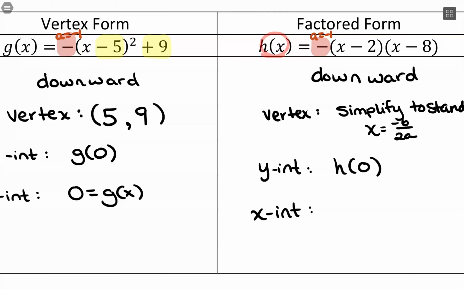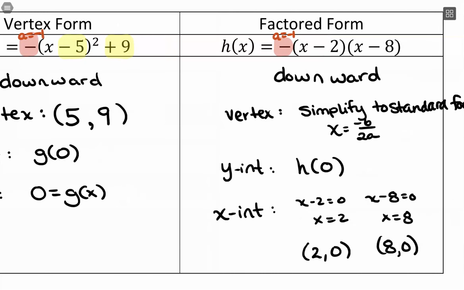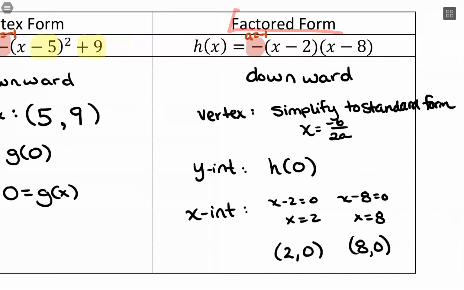So if I plug in 0 over here, I would have x minus 2 equals 0, or x minus 8 equals 0. So x is 2, x is 8. So I'd get my two coordinates really quickly for the x-intercepts. So that's the value of the factored form, is seeing your x-intercepts of the graph.